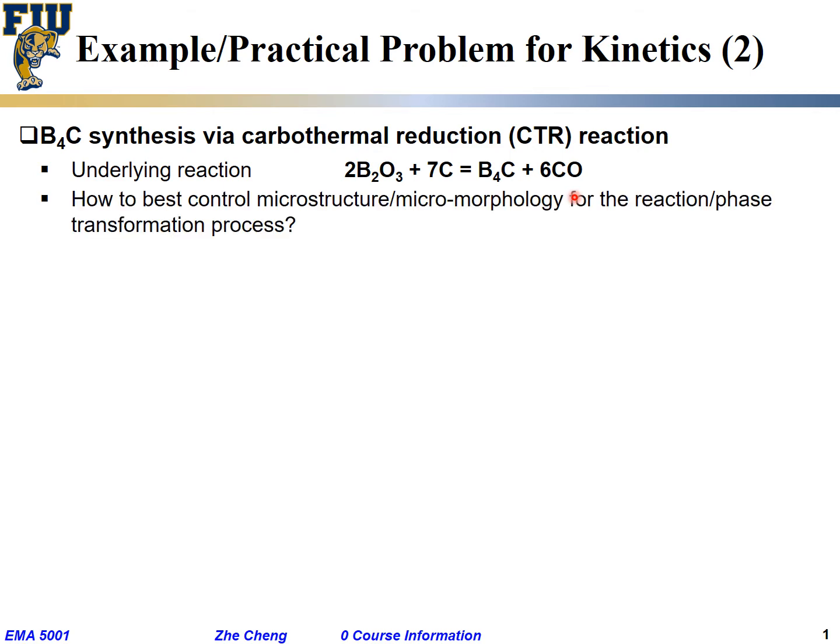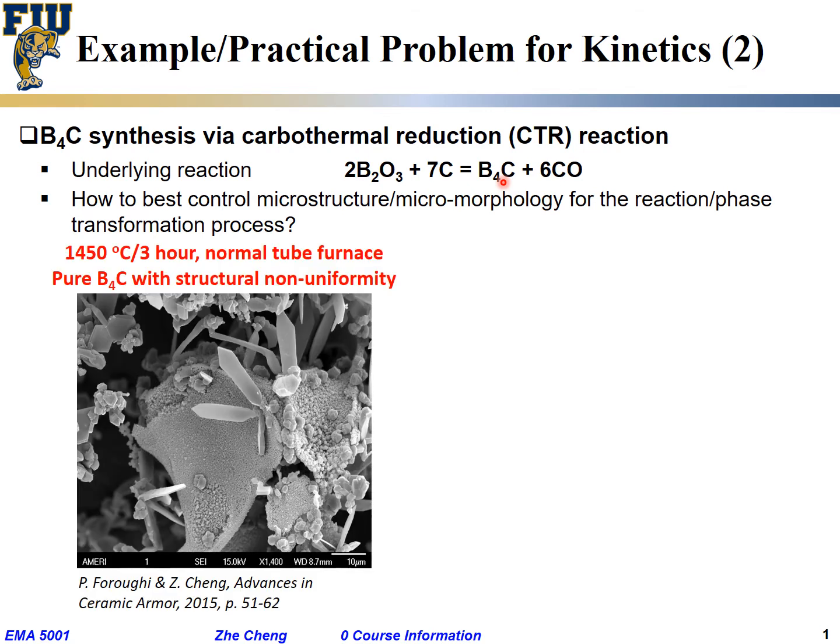Okay. And then quite often we would ask ourselves, how do we control microstructure, or sometimes we call it micromorphology, for this reaction, or for the phase transformation process? Transformation from what to what and what to what? Transformation from one oxide plus carbon into a so-called boron carbide. How do we understand and control the microstructure change from left side of the reaction to the right side? Questions?